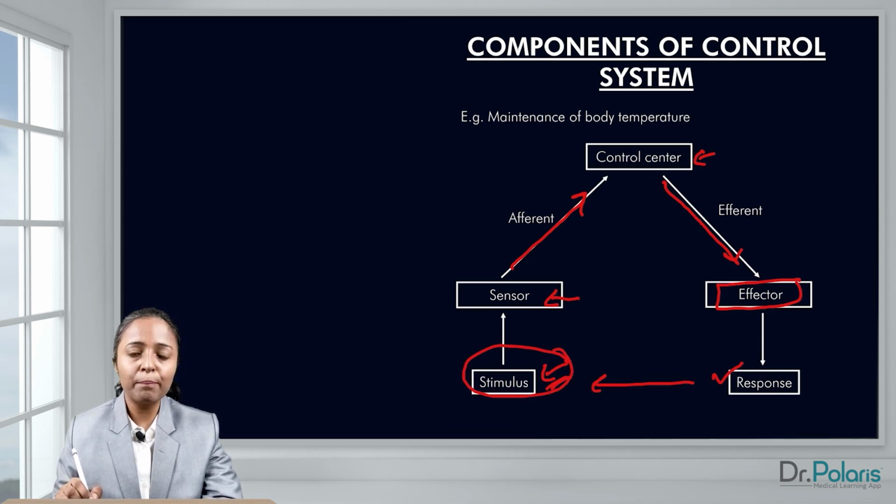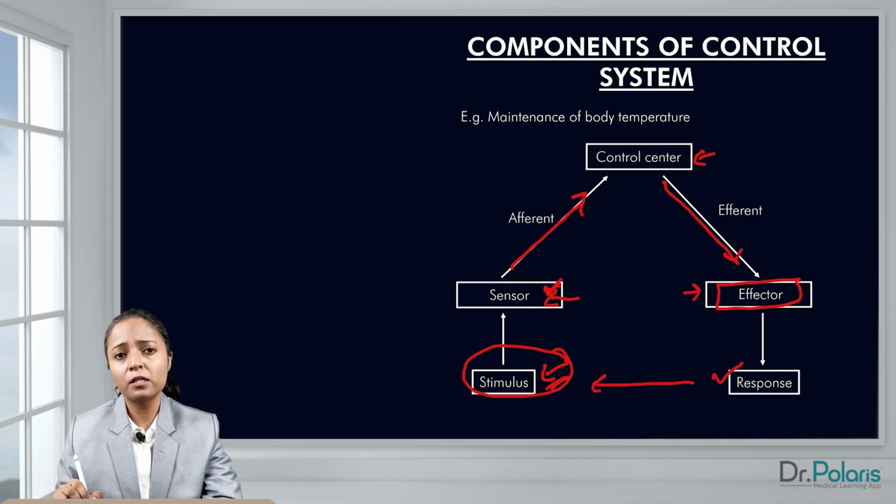So let's take an example of maintenance of body temperature. Say suppose there is a change in the body temperature, so that is detected by our sensors, right? That is, the thermal sensors are there, which then carry the information to the hypothalamus, right? Then the hypothalamus makes some adjustments, and there may be some change in the effector.